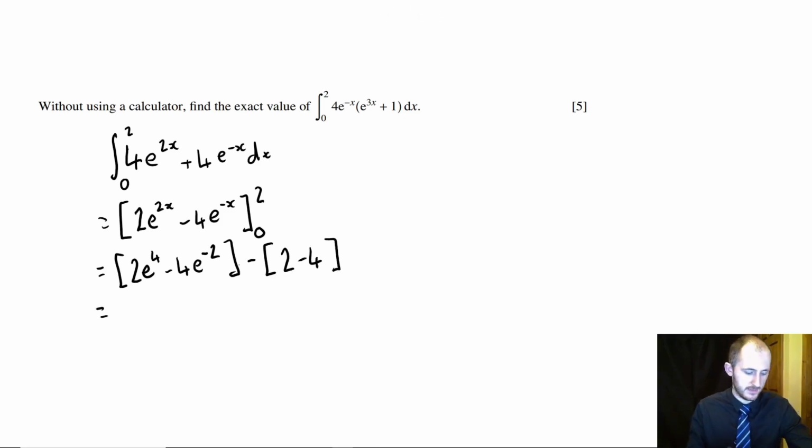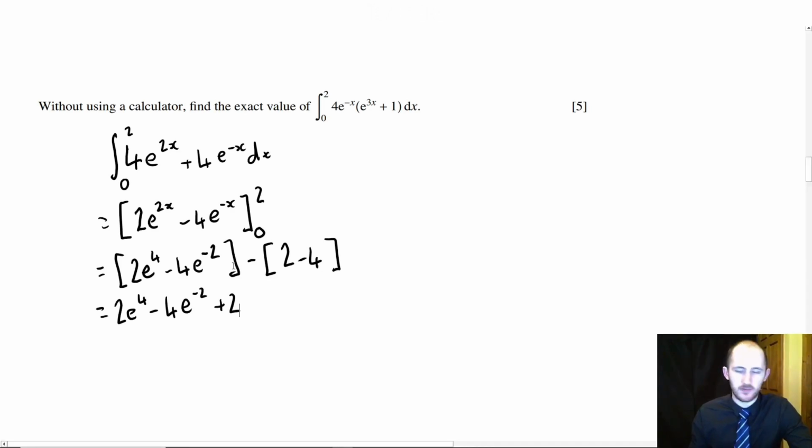So again, we're going to have the exact same type of thing. 2 e to the 4 minus 4 e to the minus 2, and then 2 minus 4 is minus 2, minus of that would be plus 2. And that's 5 marks. Pretty good, I think. Again, not too shabby, I think.